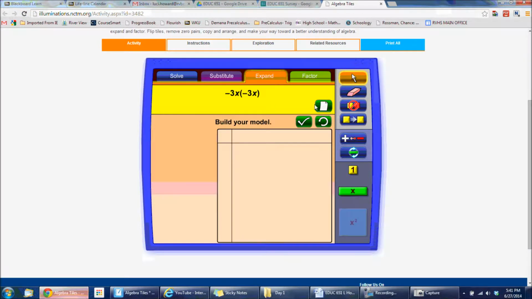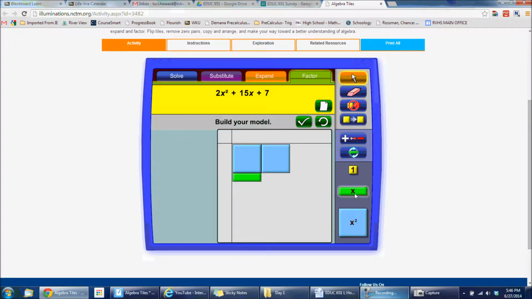And again, just like before, there's multiple problems here, so you could have negative 3x times negative 3x. This time, let's see, something like this. So this time we've got 2x squared. So I'm going to go ahead and get our x squareds set up. Then we've got 15x plus a 7. So I'm going to go ahead and get this set up.